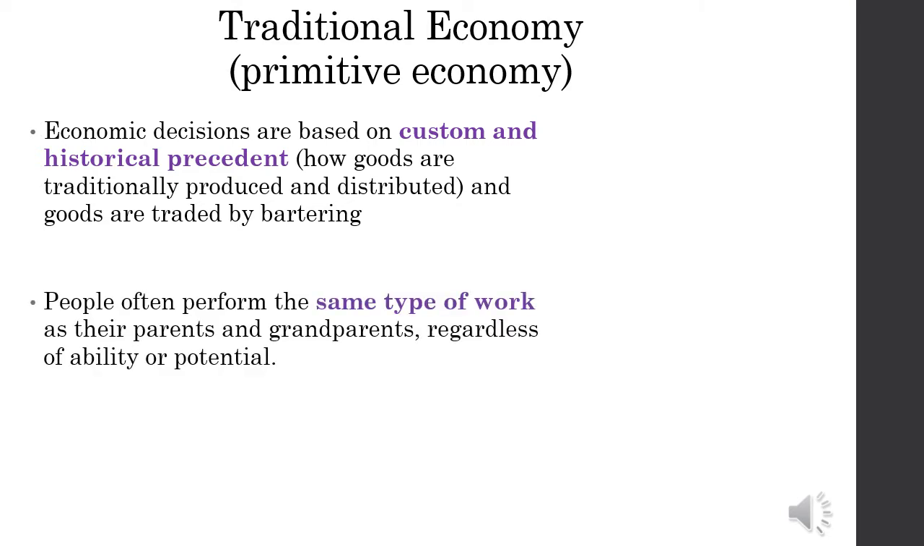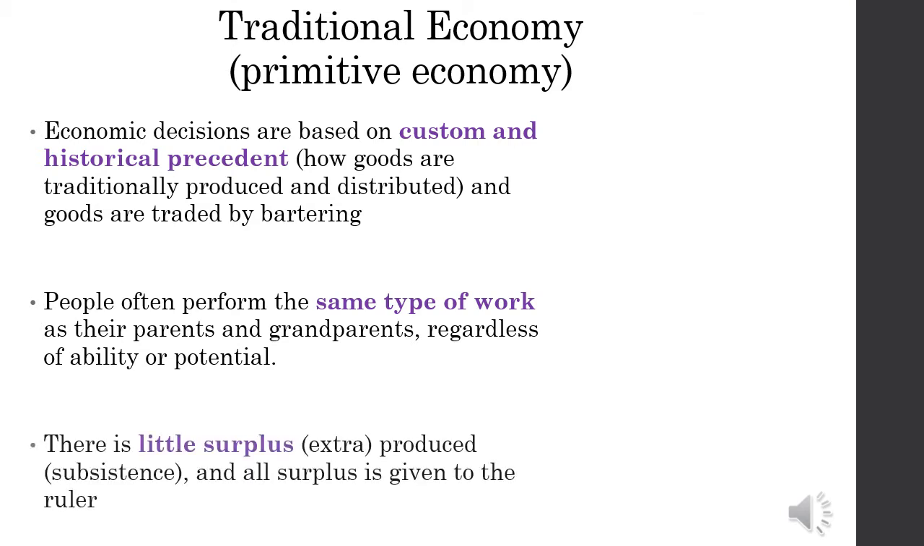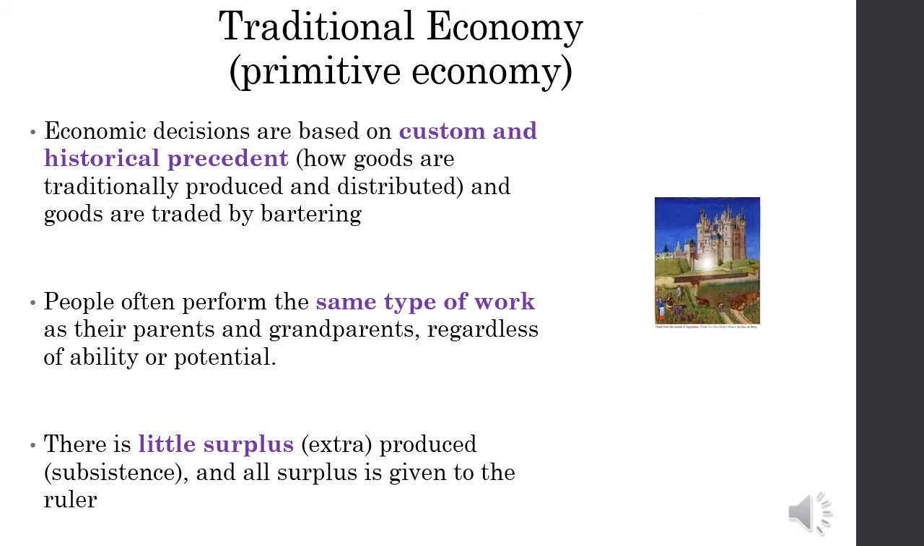There is no money being exchanged between two people. People, by the way, often perform the same type of work as their parents and grandparents, regardless of ability or potential. And finally, there is little surplus or extra stuff produced. We call this subsistence. And if there is any surplus, it's given to the ruler. So, what does a traditional economy look like? This is a feudal manor from back in the dark ages of Europe.